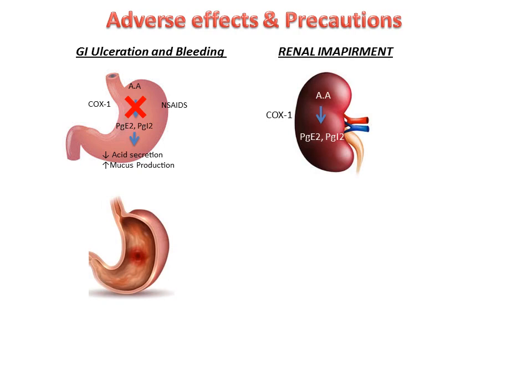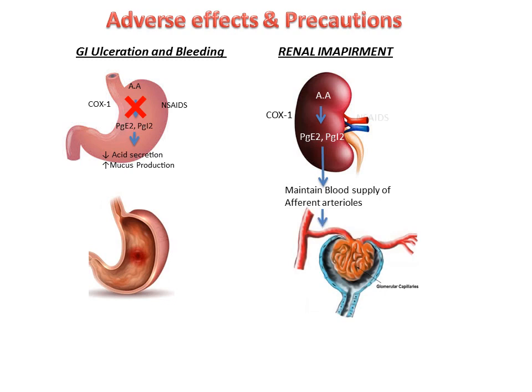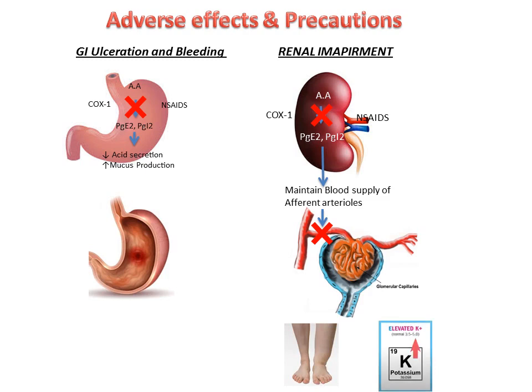In kidneys, COX-1 enzyme is responsible for the synthesis of prostaglandins PGE2 and PGI2 that maintain the renal blood flow. NSAIDs inhibit the synthesis of these prostaglandins and decrease blood flow to the glomerulus due to the constriction of afferent arterioles. All NSAIDs should be used cautiously, or avoided, in renal failure.